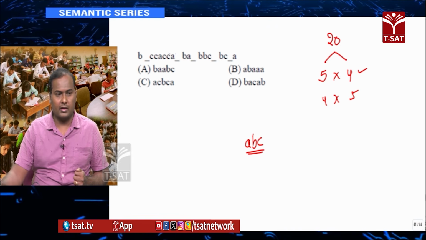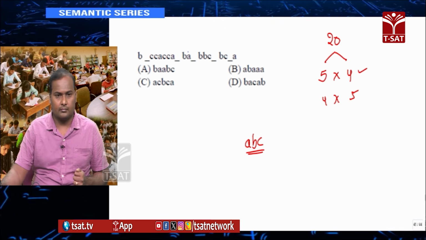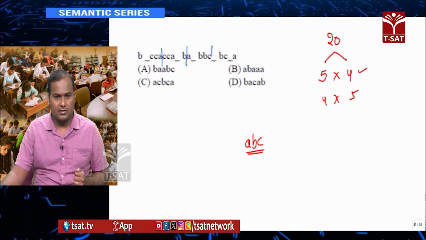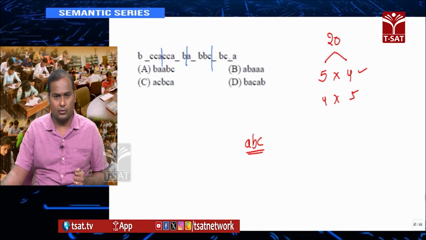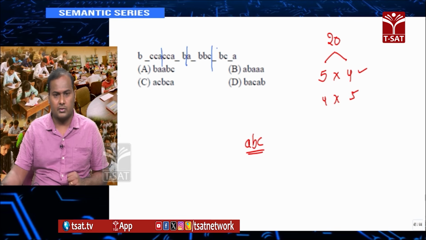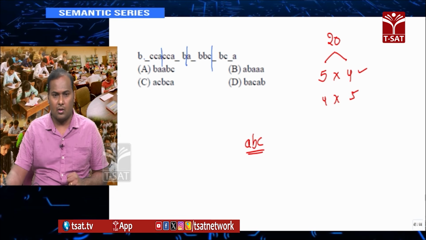So I will try to divide this question into 5 letters in 4 blocks. This is one block, this is one more block, this is one more block, and again 1, 2, 3, 4, 5. So 5 blocks repeated 4 times. What is the next thing I have to do? I have to check for common. So what is the common here?